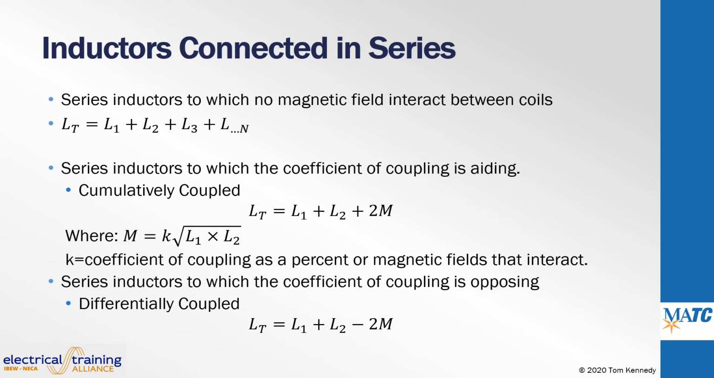If the inductor's magnetic fields are cumulatively coupled, in which the polarity is additive, the coefficient of coupling multiplier is multiplied by 2 and added to the total series inductance. If the inductor's magnetic fields are differentially coupled, in which the polarity is opposite, the coefficient of coupling multiplier is multiplied by 2 and subtracted from the total series inductance. If more than 2 coils are interacting, additional calculations may be required. These examples were to provide a small understanding of what happens when inductive fields interact with coils connected in series.